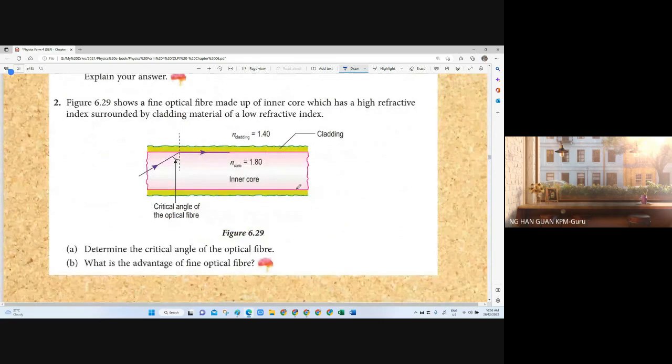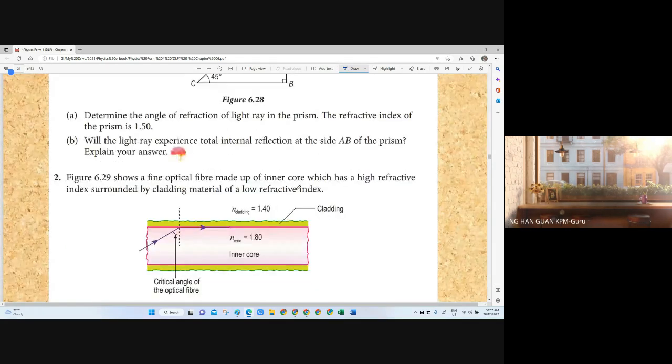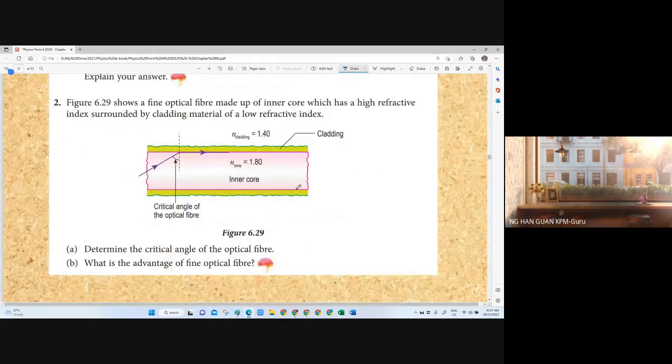Tell me what's the answer. I think question 1, determine the angle of refractive index, right? So this one, question 1, is quite easy. Okay, do question 2 for me. Determine the critical angle of the optical fiber.